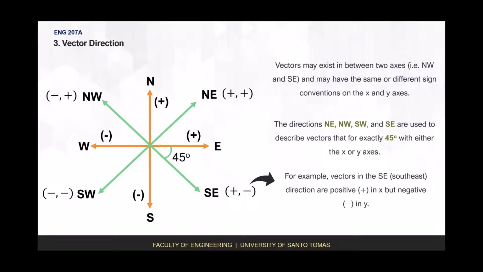Yeah, so vectors exist in between two axes naman, just like northwest or southeast, and may have the same or different sign conventions for the x and y axis. So as you can see here, plus plus, depending on which quadrant. Now, if you're given a vector with a magnitude and a direction na parang northwest lang or northeast lang, meaning these are exactly 45 degrees with either x or y axis, either reference axis. Okay, and for example here, southeast direction are positive in x but negative in y. It really depends on which reference point you're using, really.